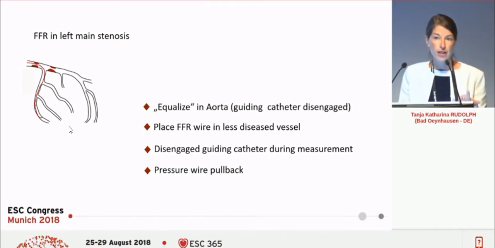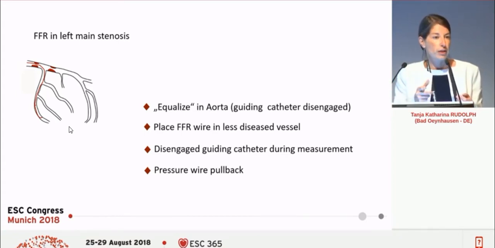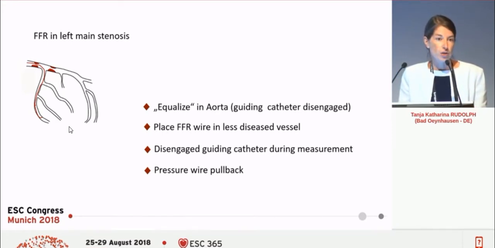The second thing is we should think about which downstream vessel is less diseased. Is it the circumflex or the LAD? And we should place our wire in the less diseased vessel. Of course, we also have to avoid pressure damping during our measurement. So again, when we have placed the wire, we have to make sure that our guiding catheter is disengaged. And this also makes it, I would say, impossible to do an intracoronary adenosine injection for this kind of measurement, so we have to administer adenosine intravenously for the assessment of the left main.